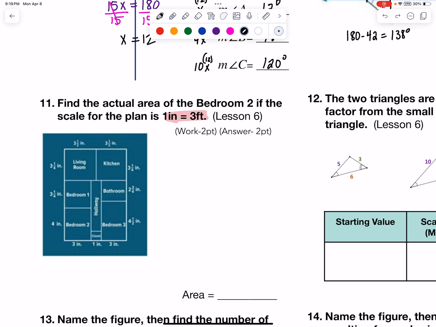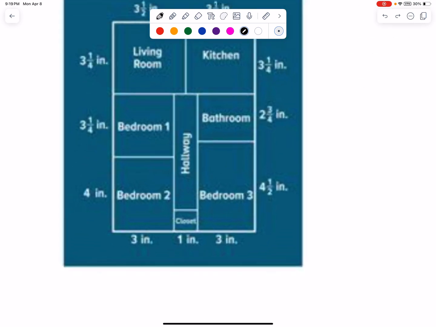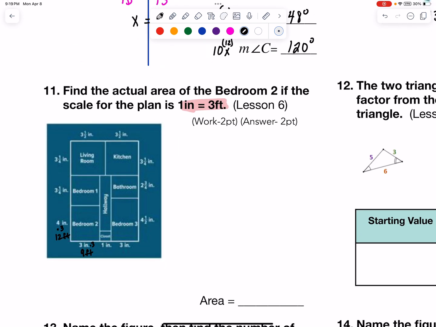If you know an inch is 3 feet and you have 4 inches, that's just 4 times 3. Okay, so we would just multiply by 3 and we'd get 12 feet. We would multiply by 3 and we would get 9 feet. Okay, so that's really the quickest way. This would count as the work. Okay, but you do need to find the actual area. So don't forget about that.